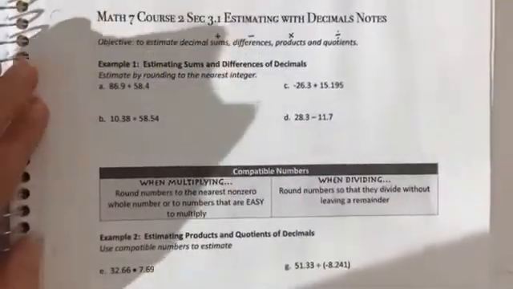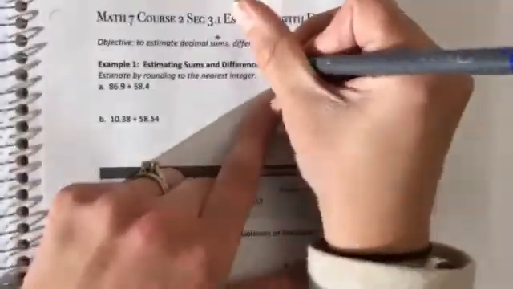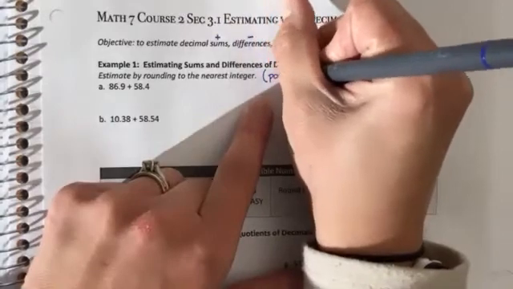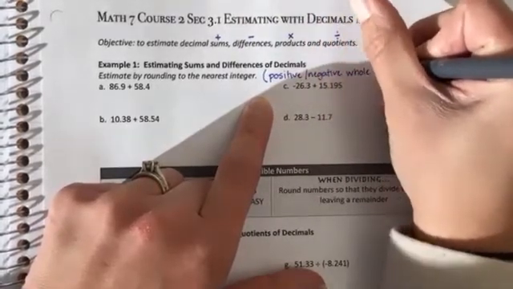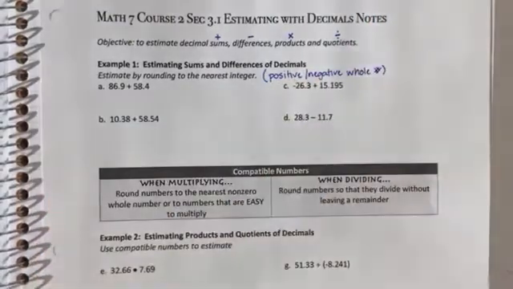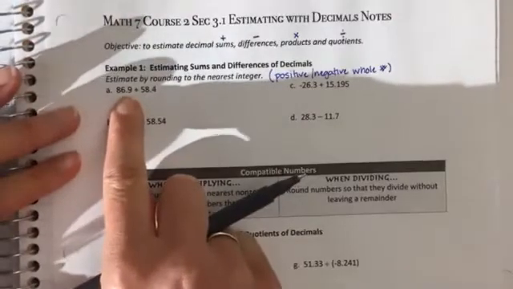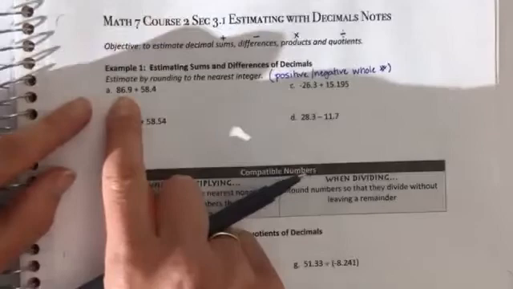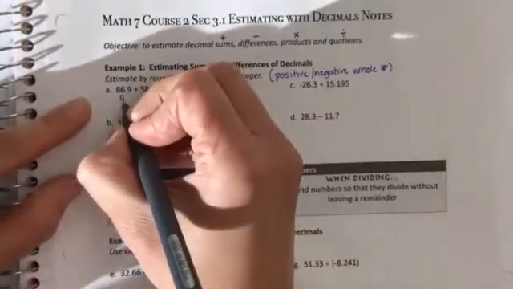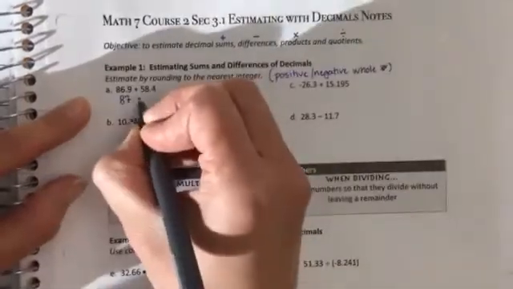Okay? So in our first section, we are going to estimate when we add and subtract, and we are going to round to the nearest integer. This means the nearest positive or negative whole number. We are going to get rid of those decimals. Like we talked about, if it is a 5 or higher, you're going to round up to the next whole number. If it's a 4 or lower, you're going to stay right at the whole number that it's at. So 86.9 is going to go up to 87. 58.4 is going to go down or stay, however you like to think about it, at 58.